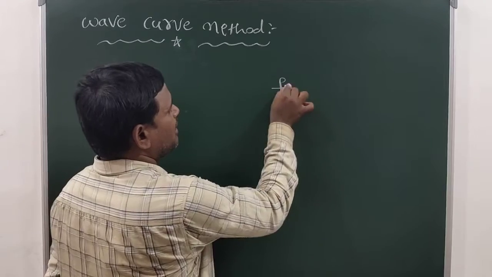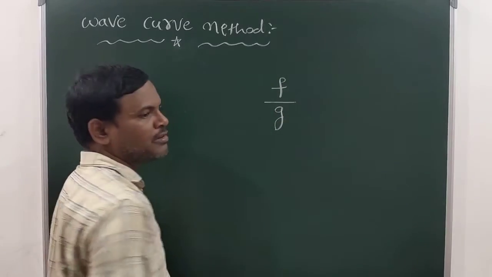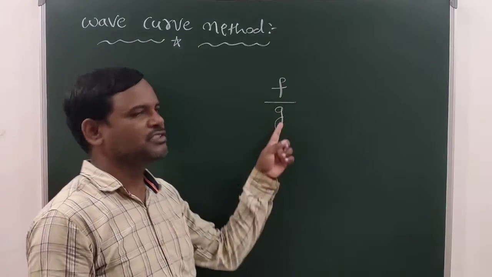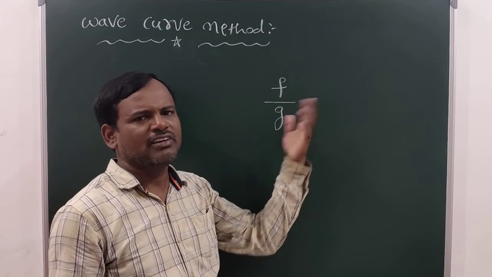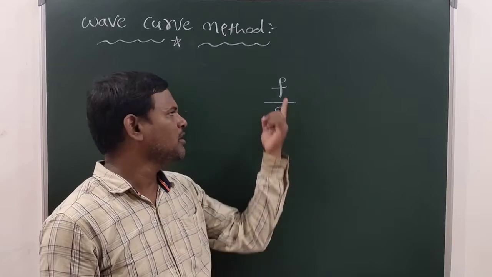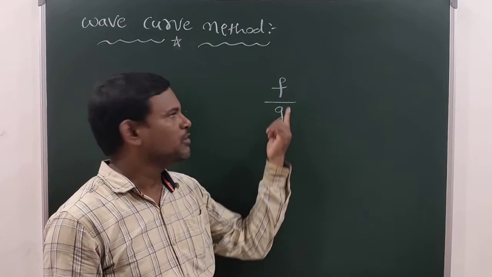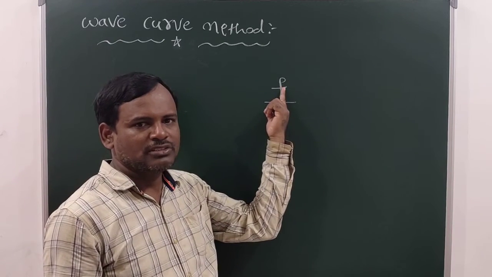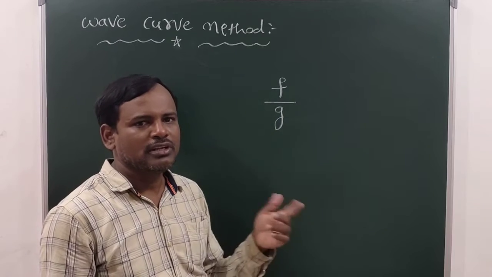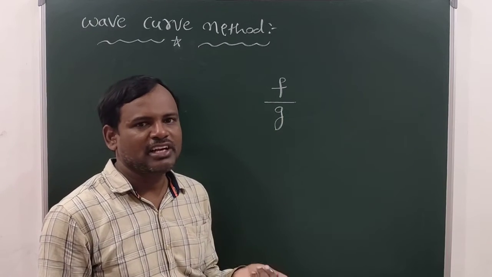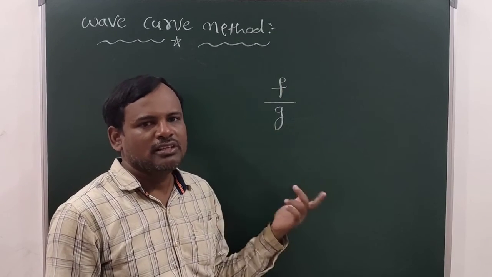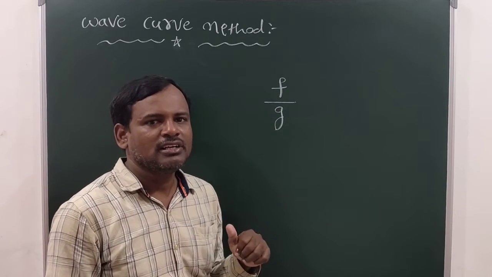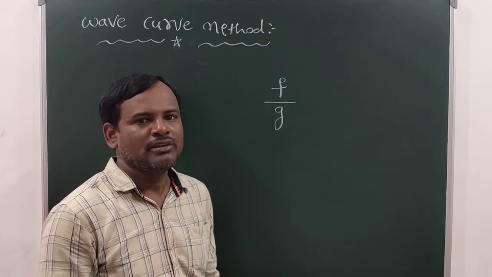See here, a rational polynomial expression will be in this form f by g, where f and g may have the variable x or y or any other variable. Okay, so if f and g are two expressions in the form of p by q, then that is known as a rational expression. If it contains polynomials, then that is called a rational polynomial.